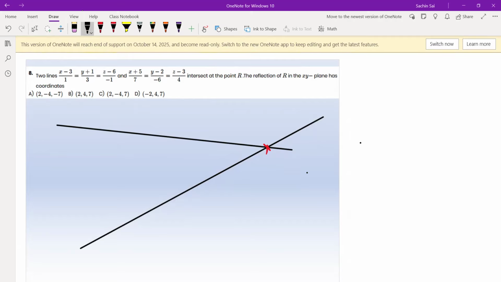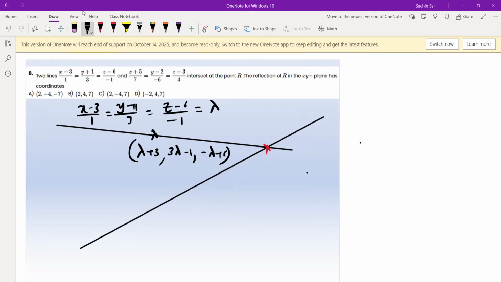So how do I write a general point on the first line? The equation of the first line is (x minus 3) by 1 equals (y plus 1) by 3 equals (z minus 6) by minus 1. Let it be equal to some parameter lambda. From here, if I solve, I will get x equals lambda plus 3, y equals 3 lambda minus 1, and z equals minus lambda plus 6. So this represents a general point on the first line.